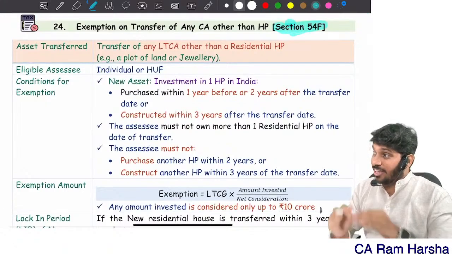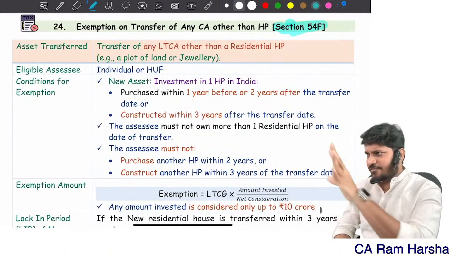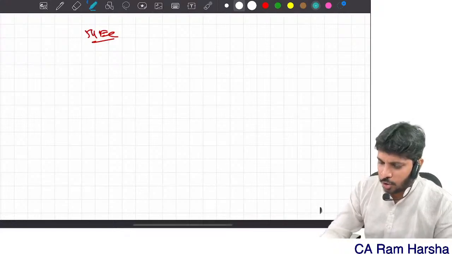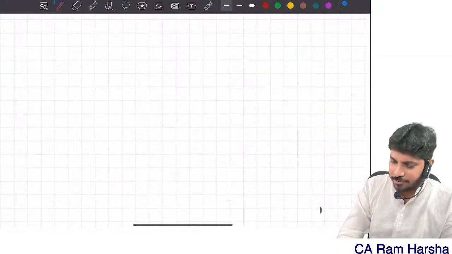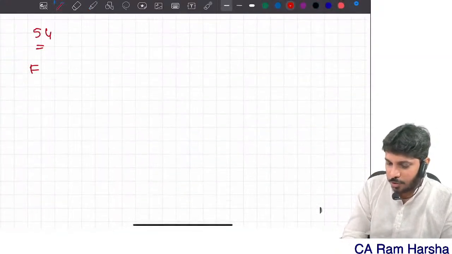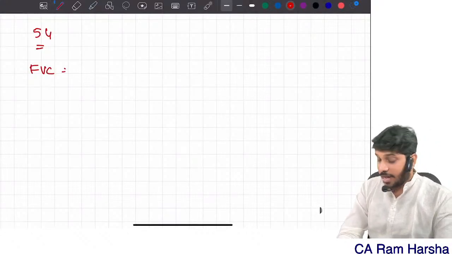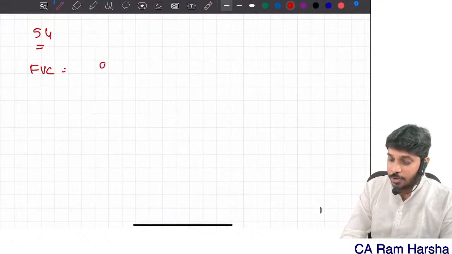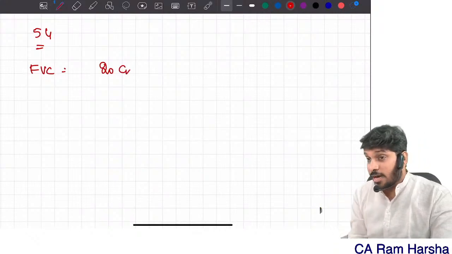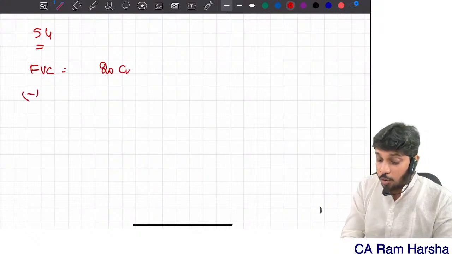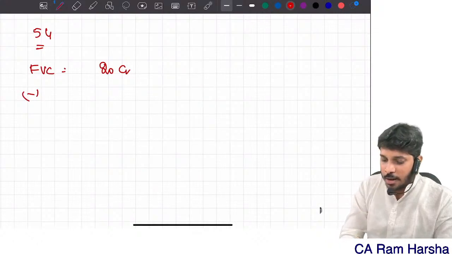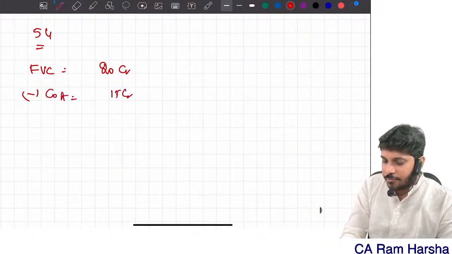Now 54F. 54F is a little different section. For example, look at 54. Suppose, sir, I sold a house for 20 crores. Minus cost of acquisition, some 15 crores.